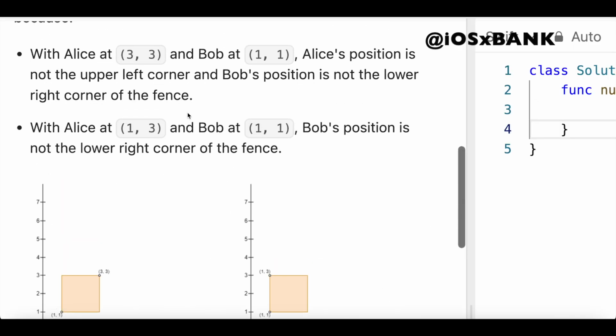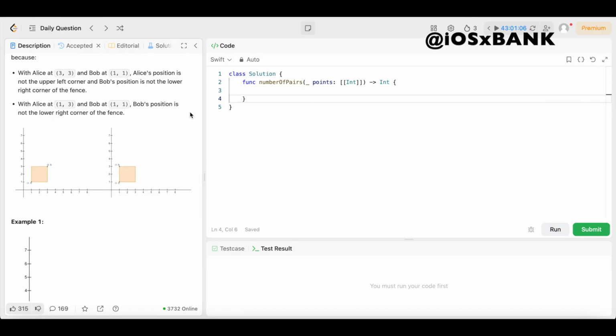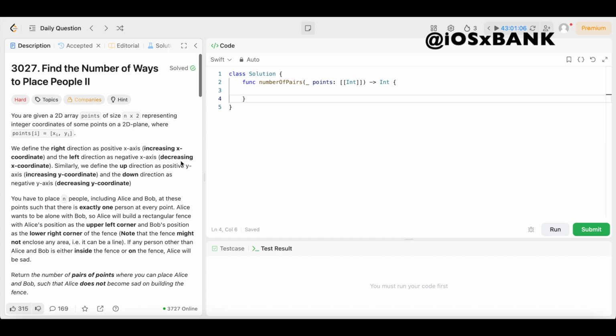So I hope that makes sense to y'all. And now that we understand the question, let's get into the fun part, the actual solution. The first thing we're going to do is sort the points by the x coordinates in ascending order. If x is the same, then we sort by the y coordinate in descending order. This ensures that for the same x, a higher y value comes first.